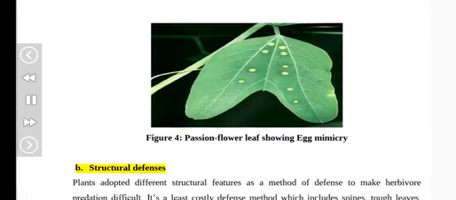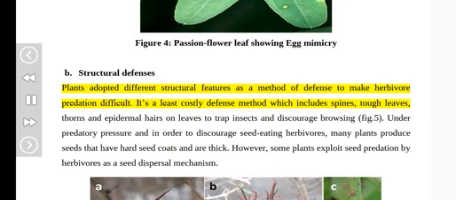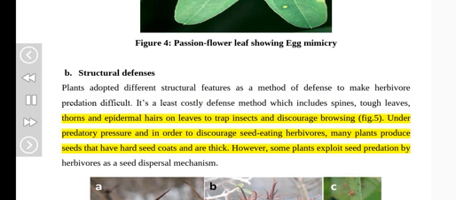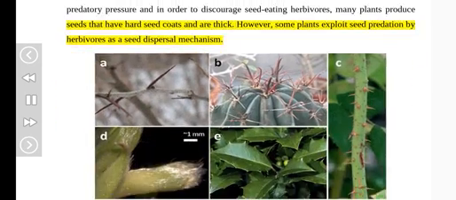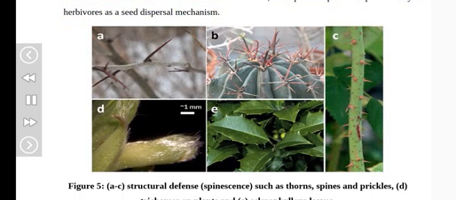B. Structural defenses. Plants adopted different structural features as a method of defense to make herbivore predation difficult. It's the least costly defense method, which includes spines, tough leaves, thorns and epidermal hairs on leaves to trap insects and discourage browsing. Figure 5. Under predatory pressure, in order to discourage seed-eating herbivores, many plants produce seeds that have hard seed coats and are thick. However, some plants exploit seed predation by herbivores as a seed dispersal mechanism.